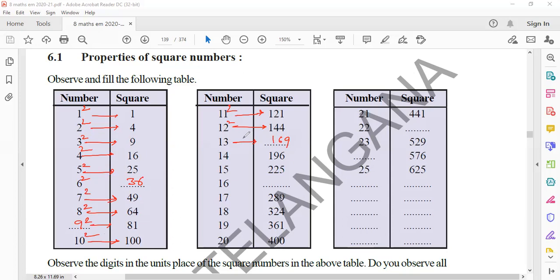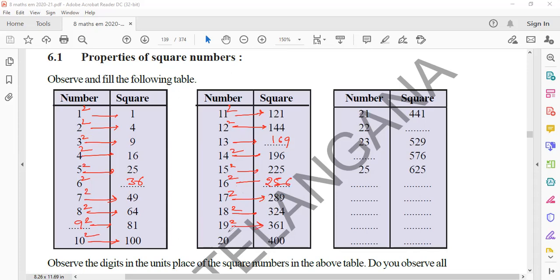Next we should go for the next. What is the 14 square? 196. 14 square is 196. Am I clear, right? Next, 15 square is 225. 16 square is 256. 17 square is 289. 18 square is 324.